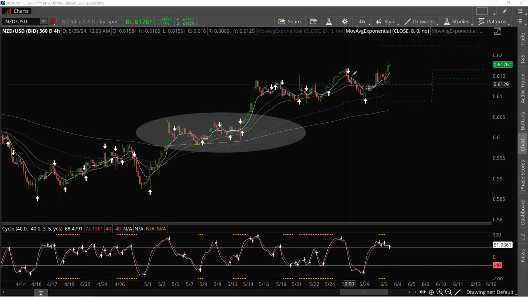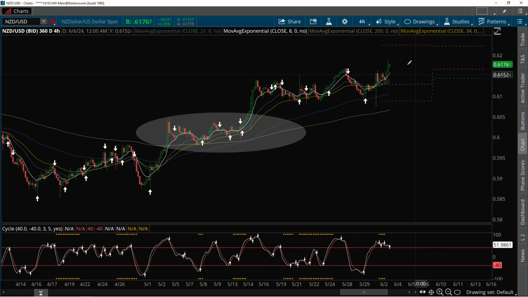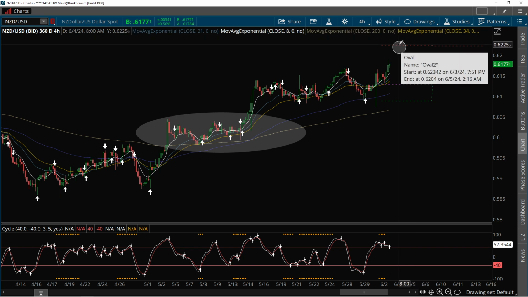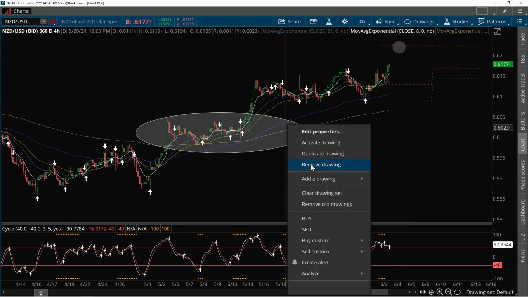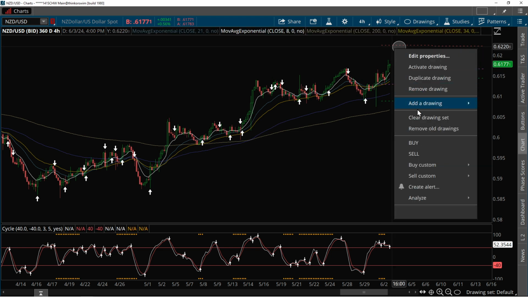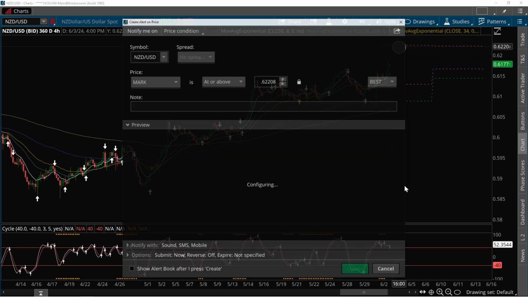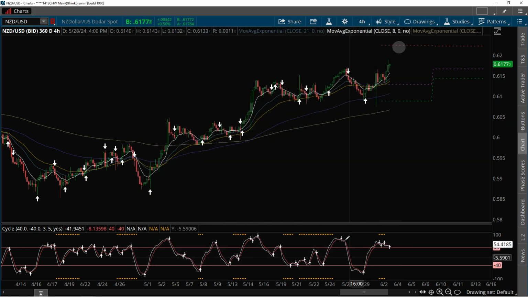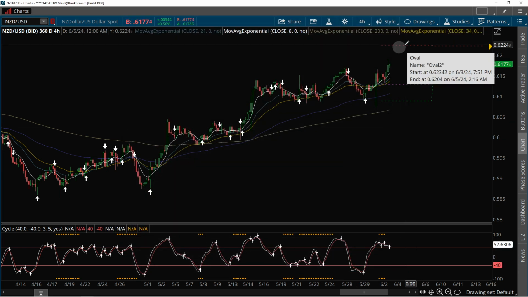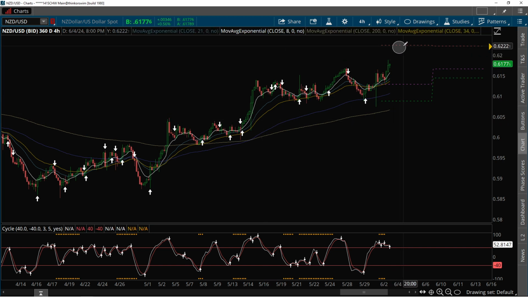New Zealand, same thing. You could get a strong reaction right here. Just a heads up, your weekly R2 is also your quarterly R1, all right? So this could be a potential strong reaction point. Just keep that in mind. You might even want to set an alert up there, just to remind you that this is your weekly R2 and your quarterly R1, and you're typically not going to blow through this level.